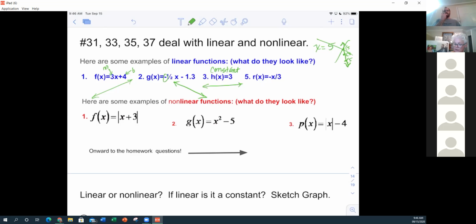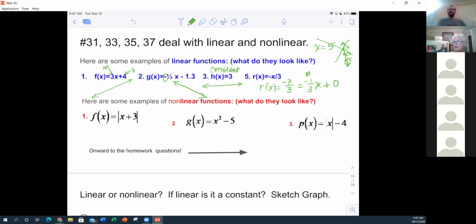All right, so this is r of x equals negative x over 3. Now, sometimes you'll see this, and this confuses people. What's the slope of that line? Negative 1 over 3. That's the same thing as saying negative 1/3 x. So that is a linear function because we've got a slope of negative 1/3. And what's the y-intercept? There is none, so it'd be 0. Exactly.